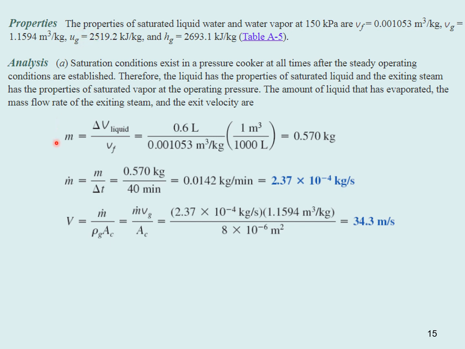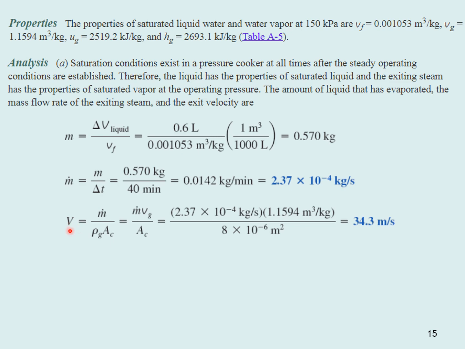So first of all, in part A, we can calculate the mass, because the change in liquid we're told is 0.6 liter. We can divide that by the specific volume, the VF value. So we can find that it's 0.570 kilograms. And again, here's the conversion factor. We've got to convert from liters to cubic meters. So m dot is just this mass divided by the time. Again, we can convert this to our standard kilograms per second here.